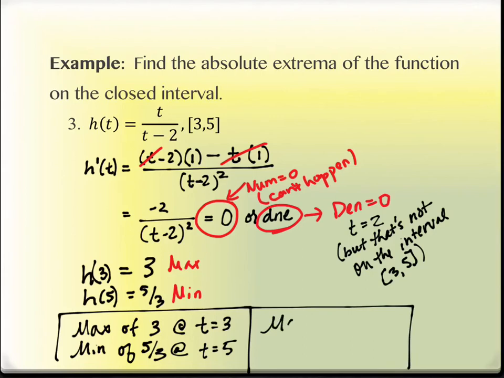Or you might write it in ordered pair form. So there's a maximum at 3, 3. And then there's a minimum at 5, 5/3. Any questions on that?